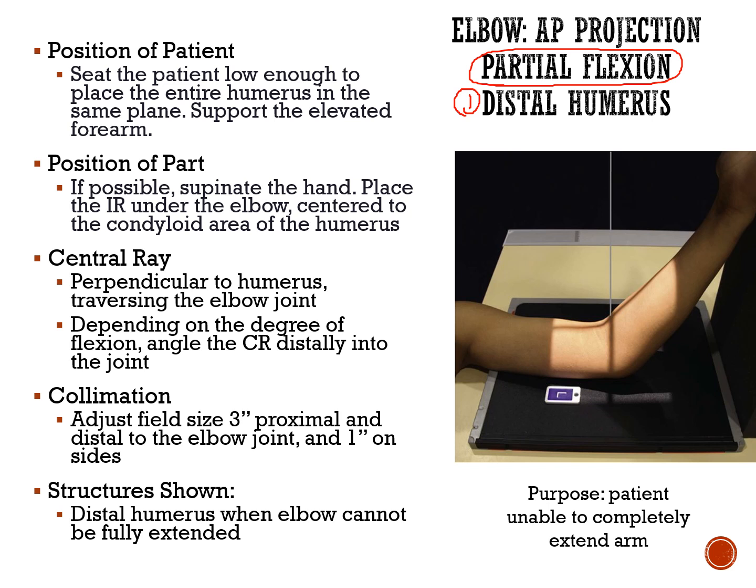So we're going to have the patient place their humerus in the same plane as the image receptor, if possible, supinate the hand, but we're going to have the humerus on the image receptor, noticing that we can angle distally into the joint possibly if you wanted to, but we're going to do 3 inches proximal and distal to the elbow joint and 1 inch on each side. And we're looking at the distal humerus when the elbow cannot be fully extended.